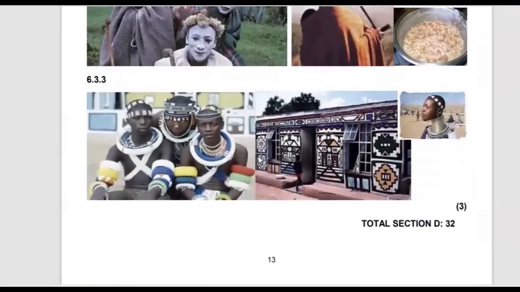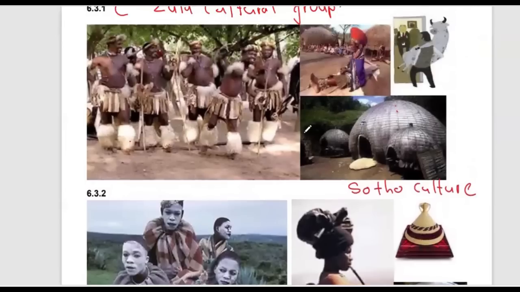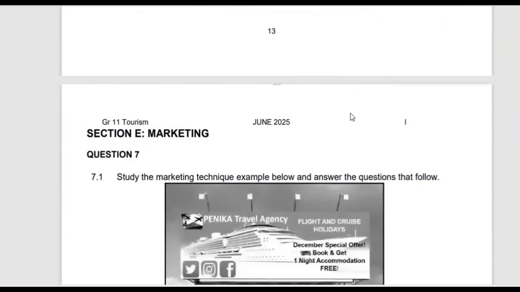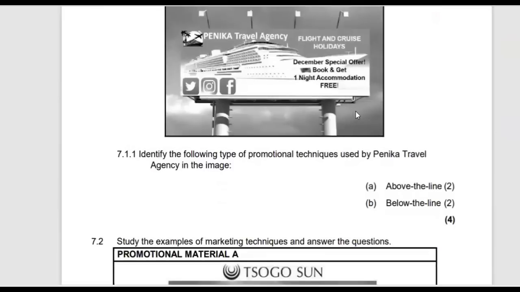Then the next one, this is actually the Ndebele culture. As you can see, it is represented by the beautifully painted and colorful walls. So this is the Ndebele culture of Mpumalanga. So we have three cultural groups represented there. The first one is the Ndebele culture. Then we also have the Sotho culture. Then we also have the Zulu cultural groups. Those are the different cultures which are represented in the images.